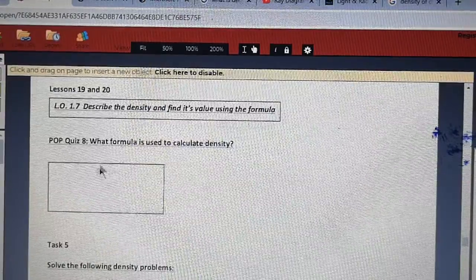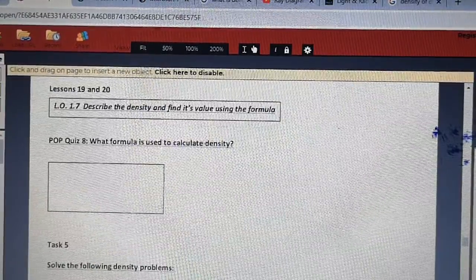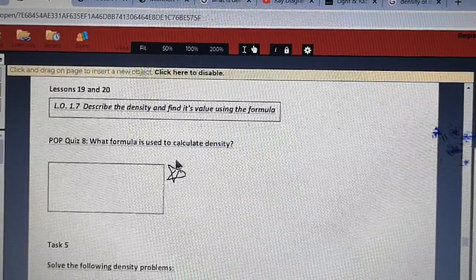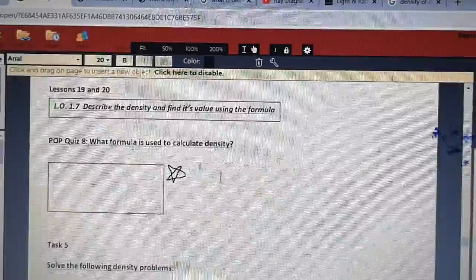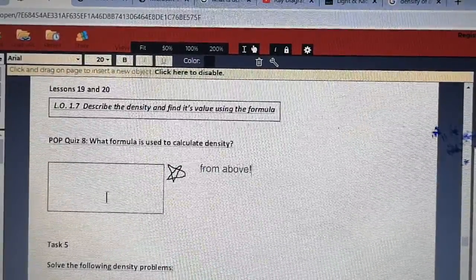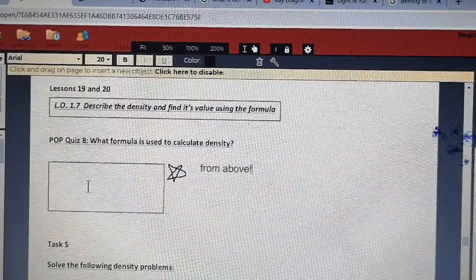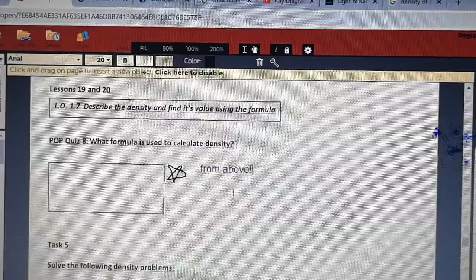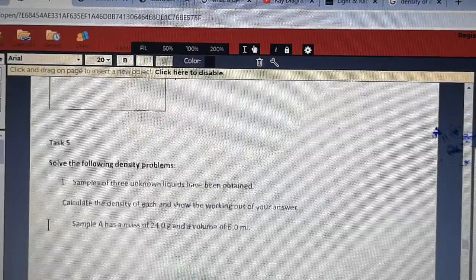Just put it in here. I'm not going to do it for you. You guys can't find it from above. Alright, pause the video to get that done, or whenever you need to pause, remember. Let's go to task 5.